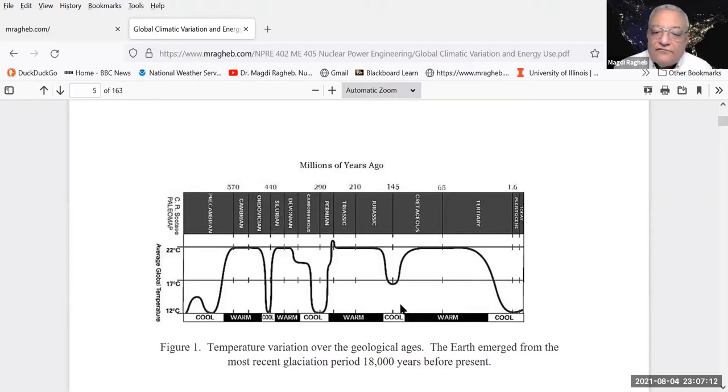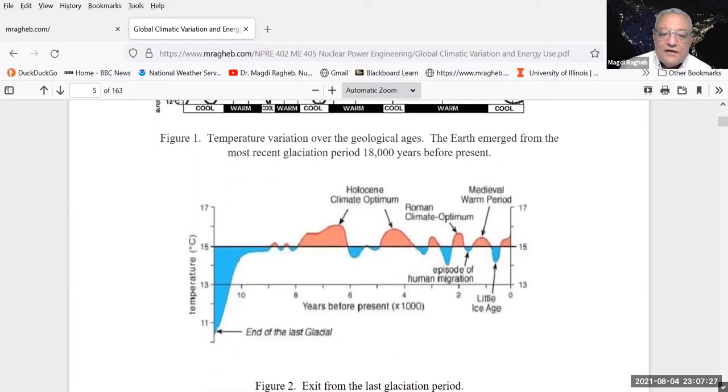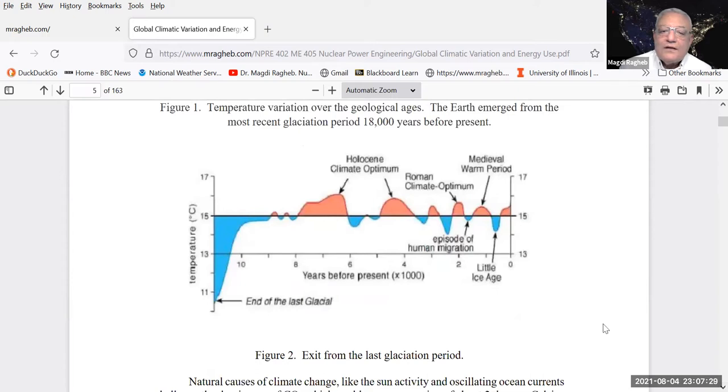So we have to accept nature varying between low temperatures and high temperatures, and the range is a very significant 10 degrees Celsius. This happened over millions of years, and we have to look at the scale that is smaller in resolution. The end of the glacial period happened on Earth right around 10,000 years ago.